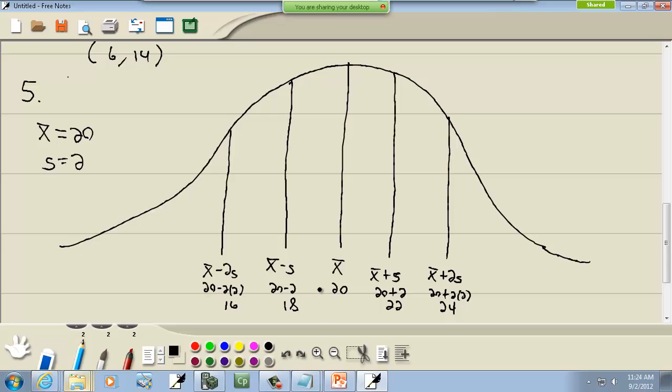Now once you see a pattern, these are very easy. See how it goes from 20 to 22 to 24. So this next one, which is our x bar plus 3s, I don't even have to plug numbers in, I know it's going to be 26. And this one out here, that's x bar minus 3s, 14. So we have 14, 16, 18, 20.